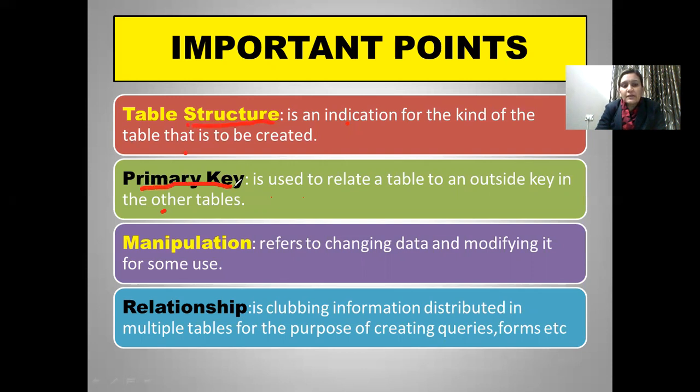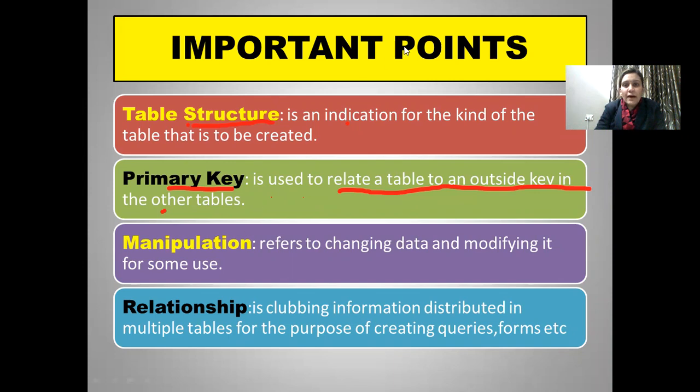Then primary key. Primary key is used to relate a table to an outside key in the other tables. What does that mean? It means that it is used to establish a relationship between two tables which share information in common, right? It is used to relate a table to an outside key in the other table. That means it helps to connect two tables and establish a relationship.